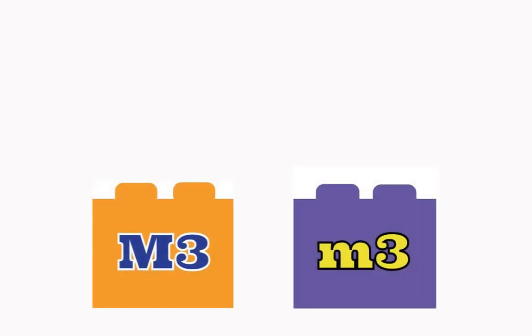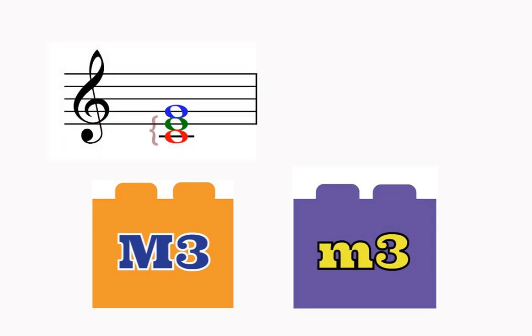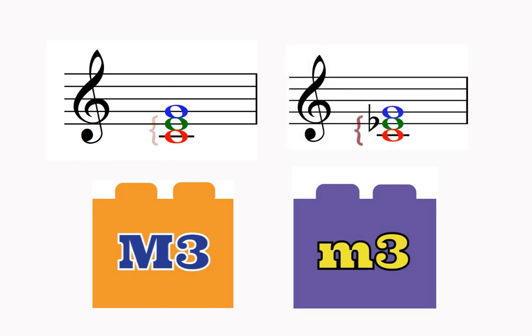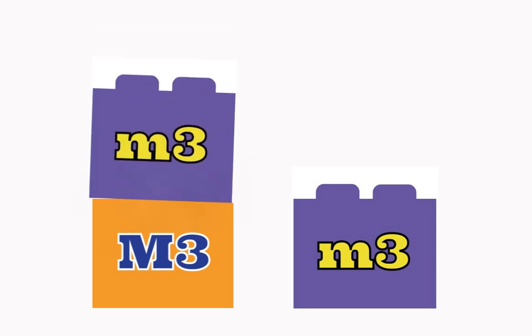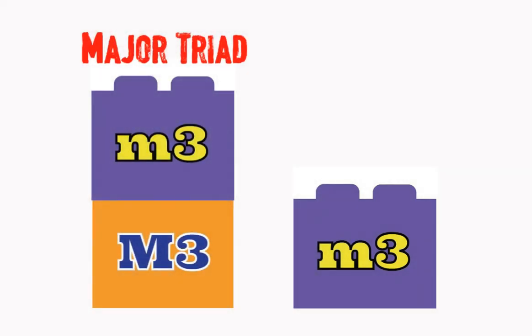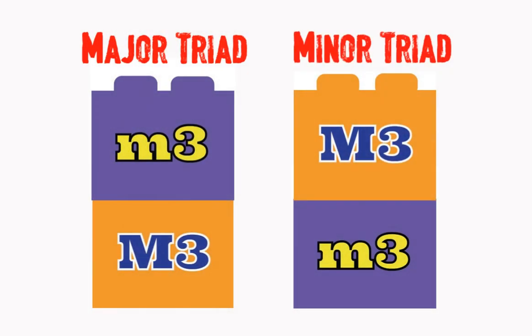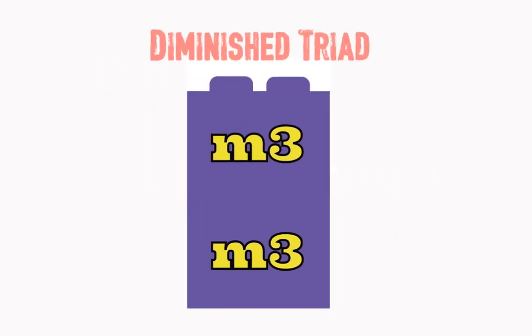All triads have either a major third or minor third base. We can see that this C major chord would have a major third Lego, and the C minor chord would have a minor third Lego as its base. In order to complete these major and minor triads, we have to add another Lego on top. For the major third to make a major triad, we add a minor third Lego. And for the minor triad, we add a major third Lego. So these are our major and minor triads. But don't forget, we also have one chord that consists of 2 minor thirds, and this is the diminished triad.